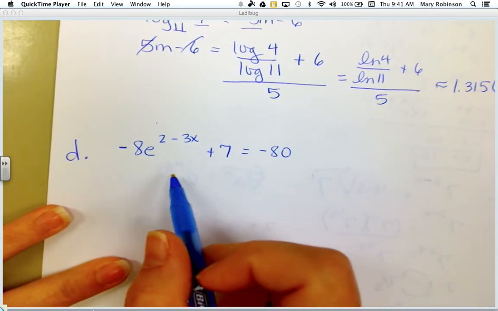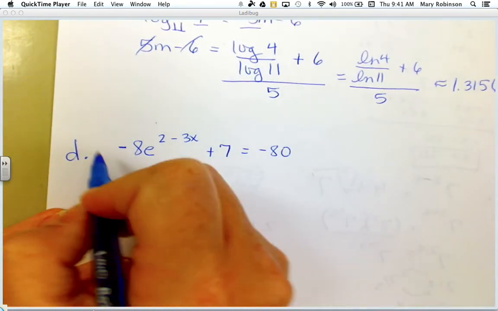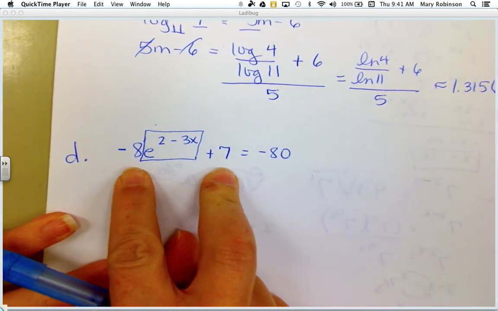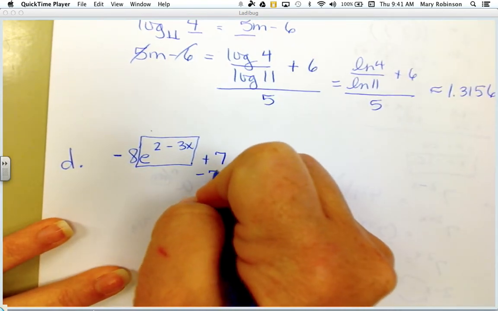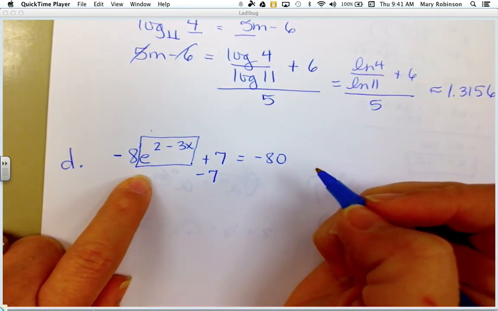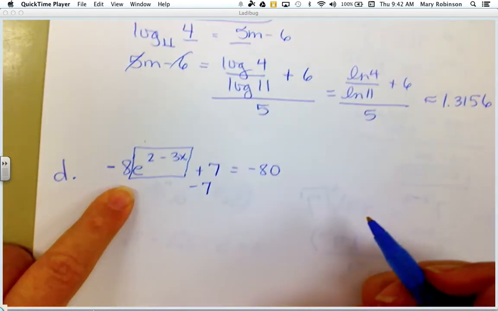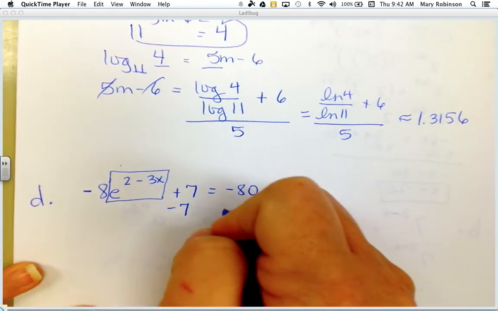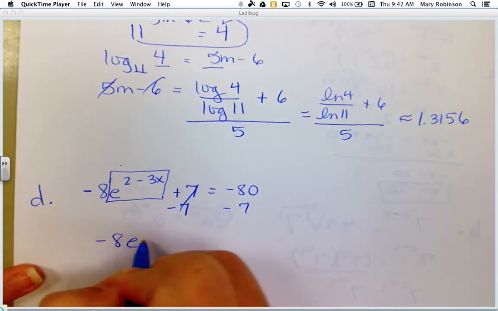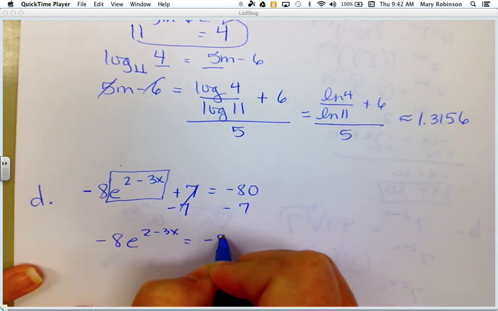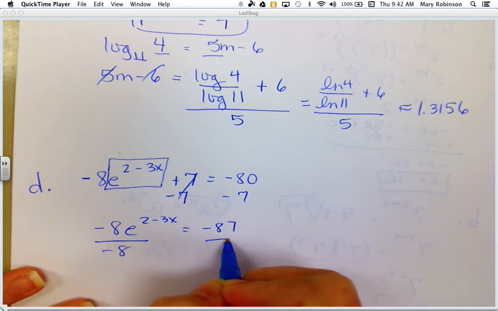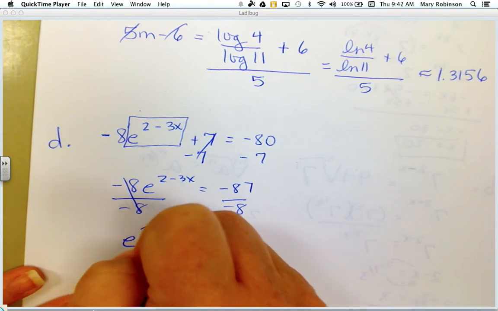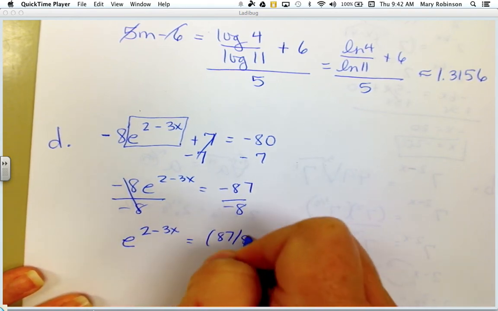Next, similar to how we did C, we're first going to need to isolate your exponential. So if it helps to put a box around it so you see what you need to get rid of, then I recommend doing that. And notice also that because we have e as a base, we're going to end up using natural log. So we are not going to give an expression with log, only the natural log and the approximation. So we first subtract 7. Then we divide by -8. We do not get a pretty number there, so we just keep e to the 2 minus 3x equals 87/8.